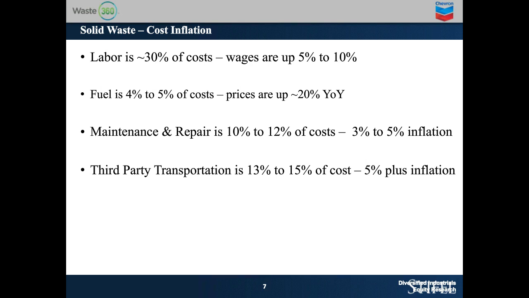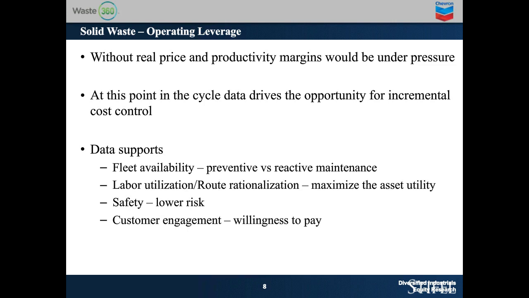And then the third-party transportation for the companies that are running transfer stations, that's where you're aggregating volume and putting it into tractor trailers and moving. You're seeing pretty healthy cost inflation there. And it's a pretty high percentage of the cost of doing business, 13 to 15%. So as we think about all of this and what it means to the industry, they're managing costs from using data to try and improve productivity, fleet availability, reliability, and then they're driving real price in an effort to help mitigate incremental inflation beyond what they can't offset through productivity itself.